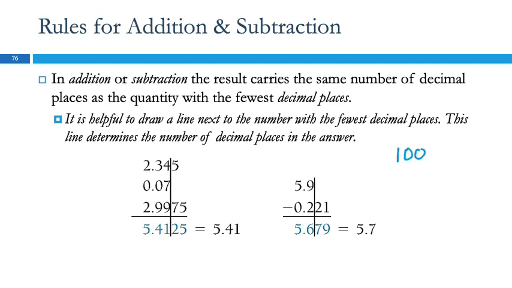So 1,000.1, and what was the other one? 0.07. And whether we're adding or subtracting, the rule is the same. This one has 1 decimal place. This one has 2 decimal places. So the answer will only have 1 decimal place.